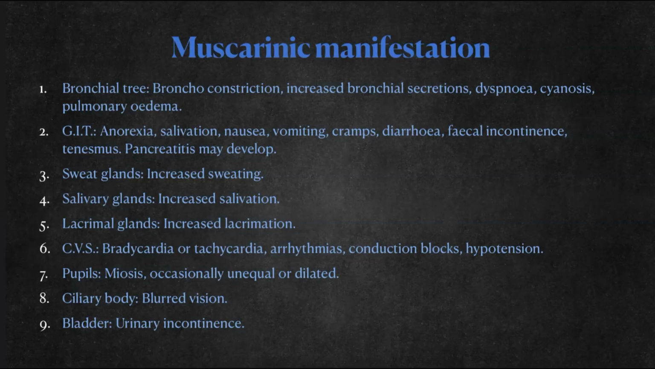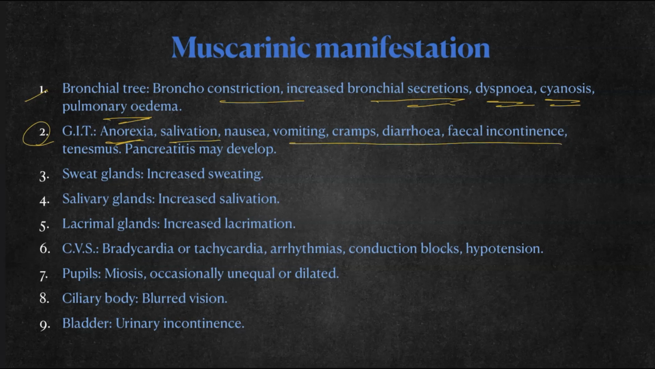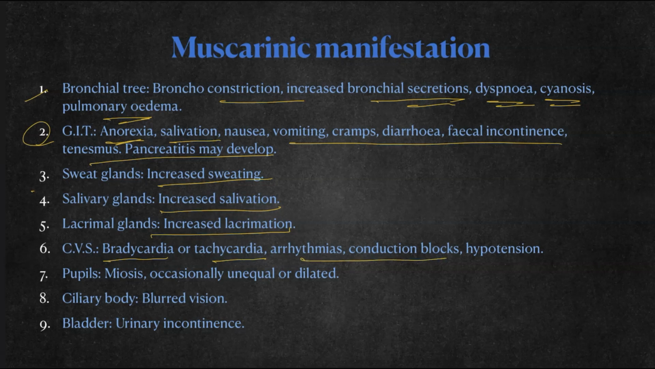In the bronchial tree, bronchoconstriction occurs, with increased bronchial secretions, dyspnea, cyanosis, and pulmonary edema. In the GIT, it causes anorexia, salivation, nausea, vomiting, cramps, tenesmus, and pancreatitis may develop. Sweat glands cause increased sweating, salivary glands cause increased salivation, and lacrimal glands cause increased lacrimation. In the CVS it causes bradycardia, or decreased heart rate, tachycardia, or increased heart rate, arrhythmias, conduction blocks, or hypertension.